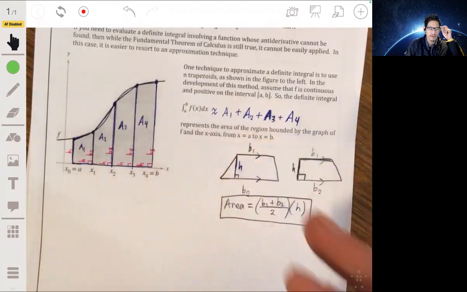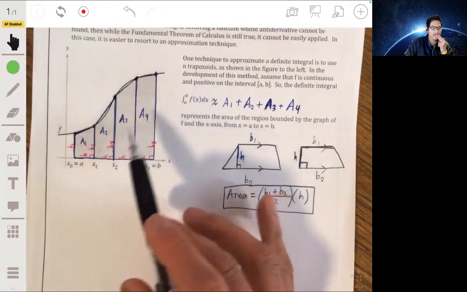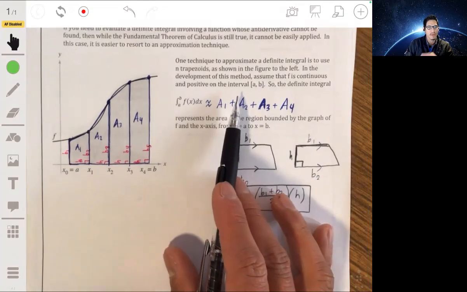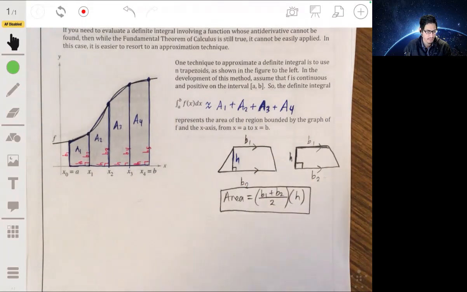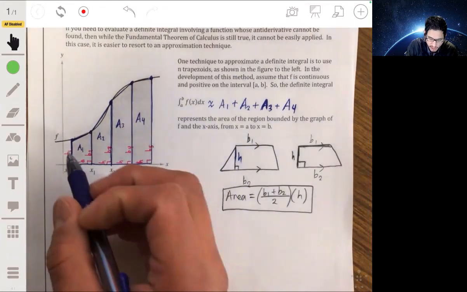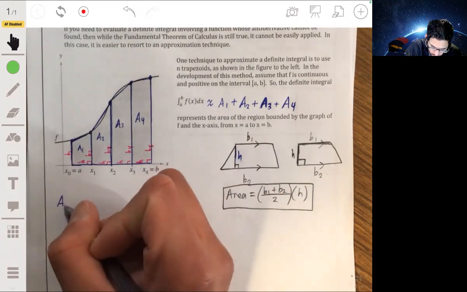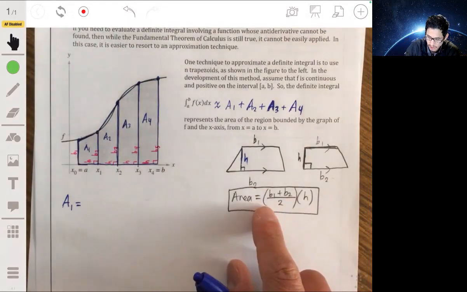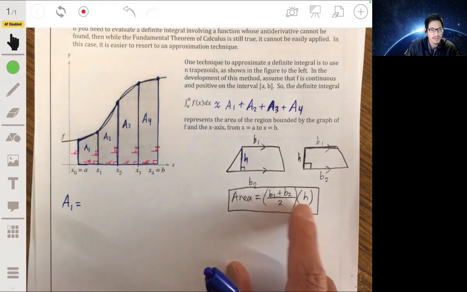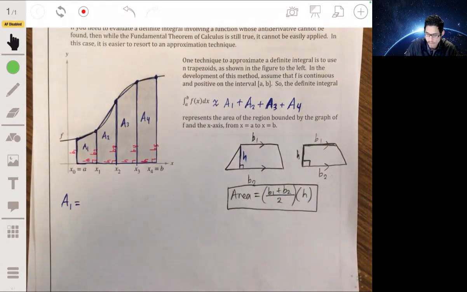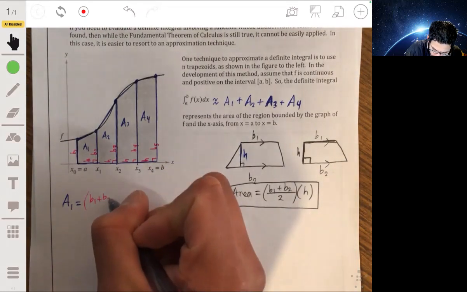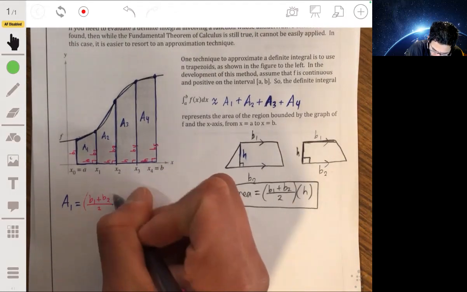Now, all we have to do is find out the pattern for the areas of these trapezoids. And it's actually simple algebra once you get the idea. So let's focus on A1. A1, the area will be B1 plus B2 times the height. Or sorry, B1 plus B2 over 2 times the height.